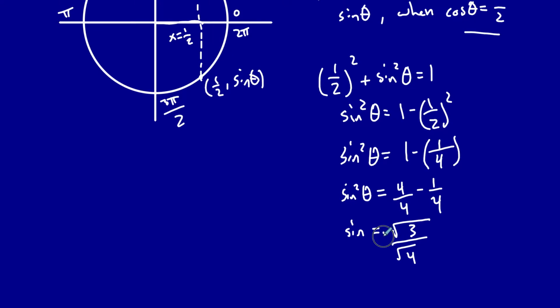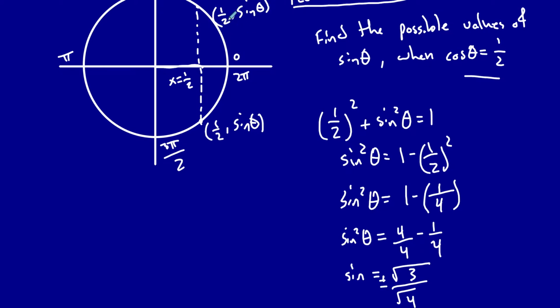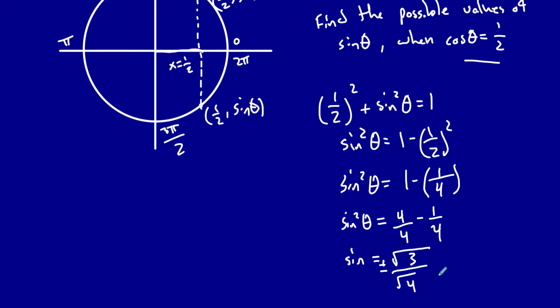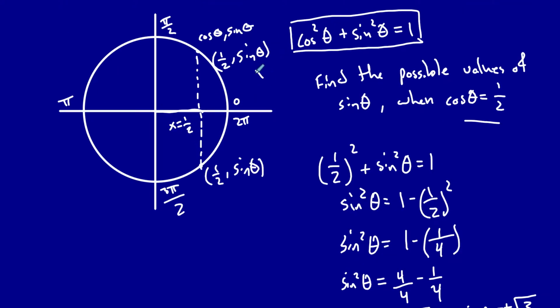But remember, when we take the square root, it's going to be plus or minus, because as seen in our original diagram, we'll have a plus answer for sine and a minus answer for sine. And I can square root the bottom, so I'm just going to tidy this up a little bit. I forgot sine theta: sine theta will equal plus or minus root 3 all over 2. So this value right here will give me a plus root 3 over 2, and this one right here will be the minus root 3 over 2.